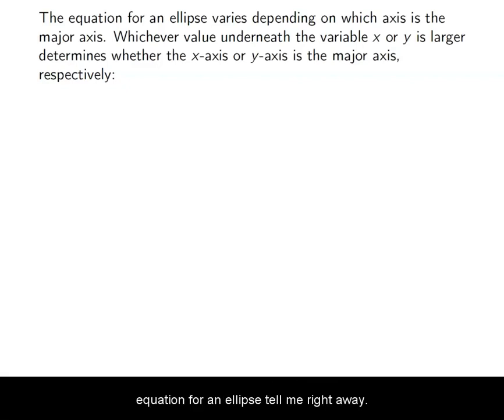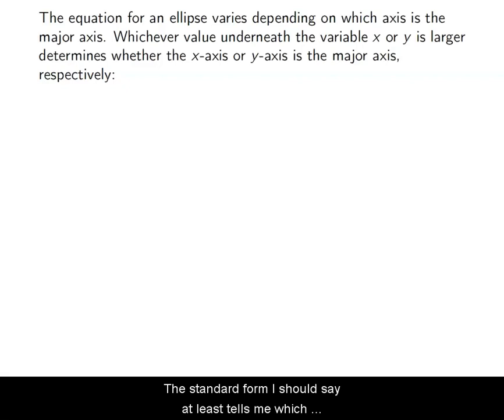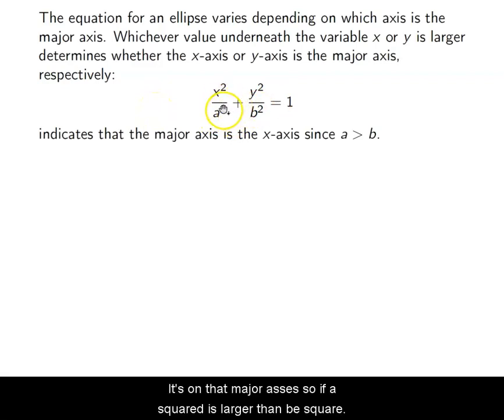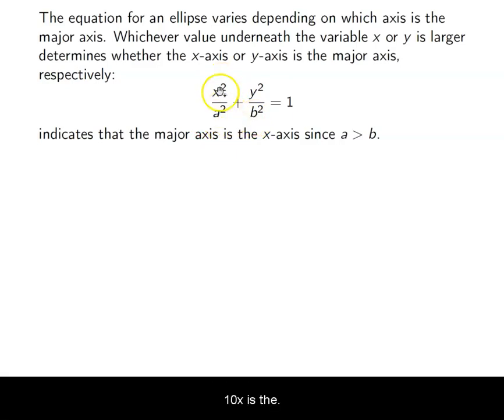So the equation for an ellipse, the standard form I should say at least, tells me right away which axis is the minor axis and which axis is the major axis. Whichever variable has the larger constant under it in the standard form is the one that's the major axis. So if a squared is larger than b squared, then x is the major axis, and this would be the minor. If b is larger, then this would be the major axis, and this would be the minor.